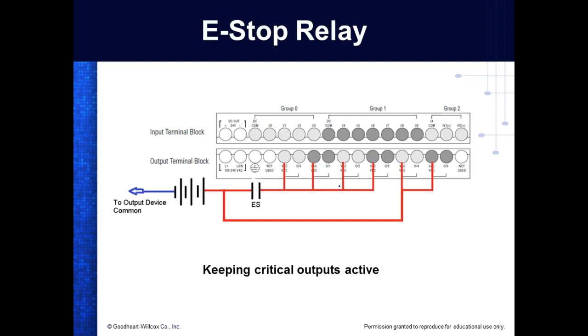That makes sense? So here what we normally do is we remove power from the output device, from the outputs themselves. So this is why just about every PLC will give you a power input to the module, so you have the ability to do what? To disconnect power to the module during E-stop.